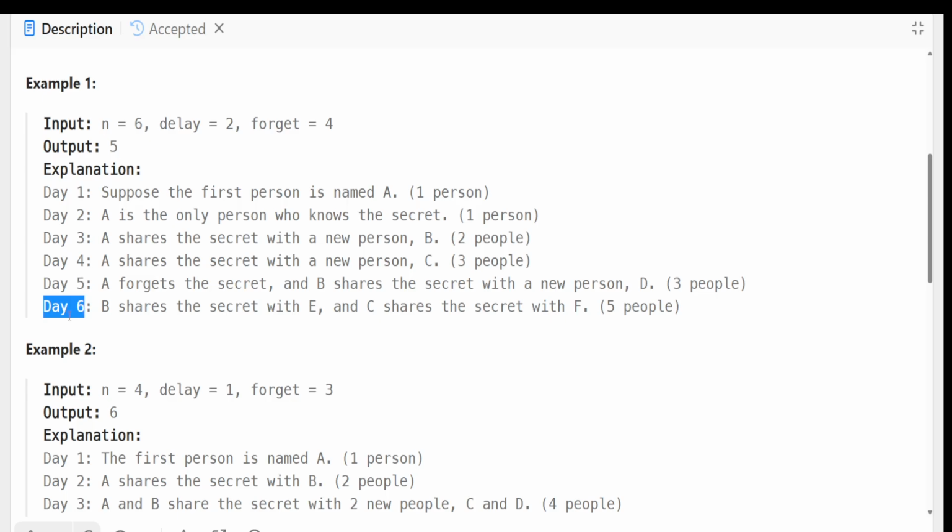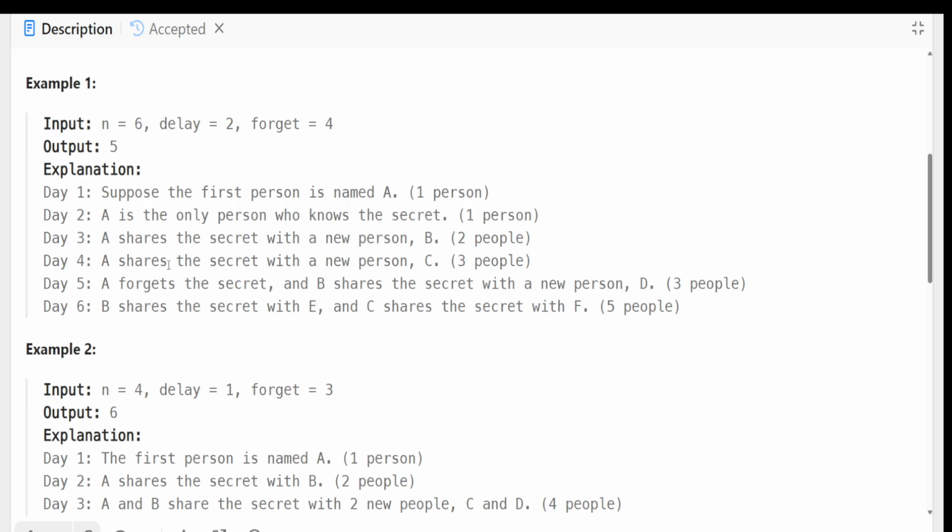Okay, so at the end of day 6, right, we check who still remembers. So the day 1 person forgets after 4 days, right? So they are out. So everyone from day 3 onwards still remembers. Can we say that? So that's why 5 total people are there, and that is the expected answer here. Okay, so you can pause on this example and understand.